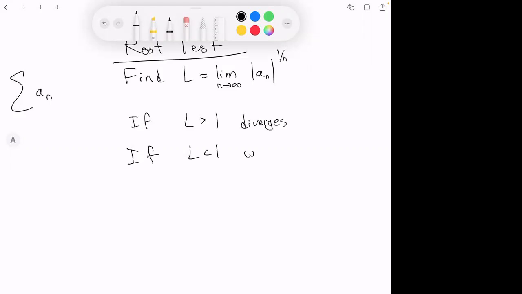If you take the limit and it works out to be smaller than 1, then it converges. And if it's exactly equal to 1, then it's inconclusive. So this test is not powerful enough to tell you what's going on if the limit is 1. When I say converges, I should actually add converges absolutely, which is a slightly stronger thing to say than just saying it converges.